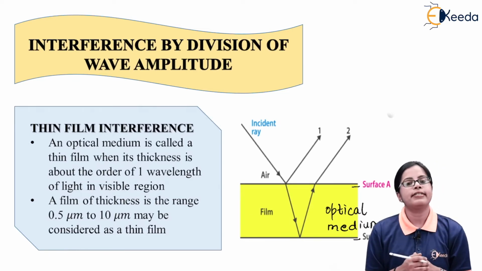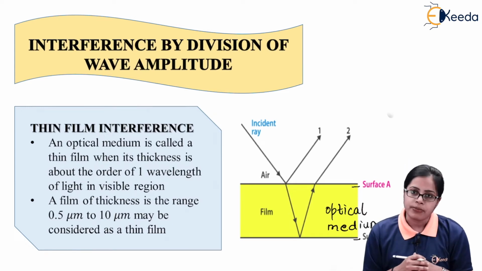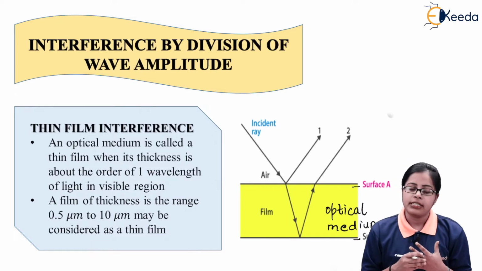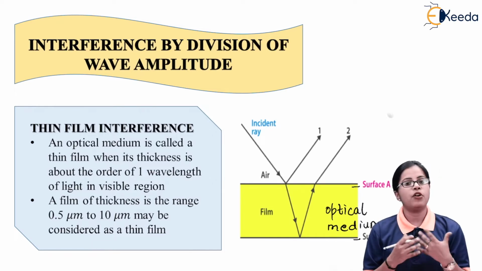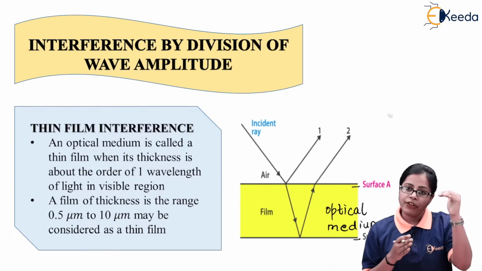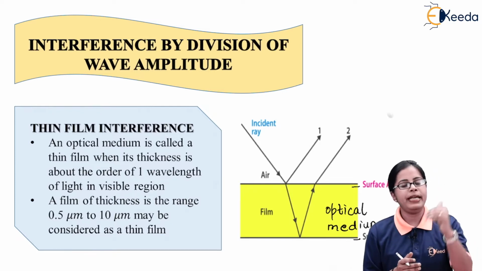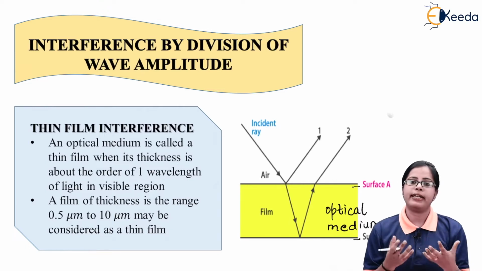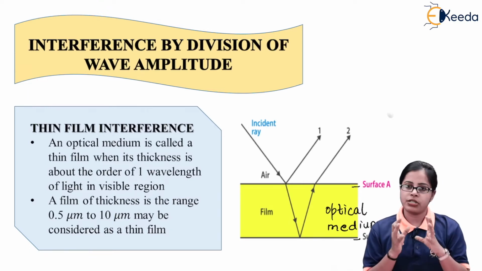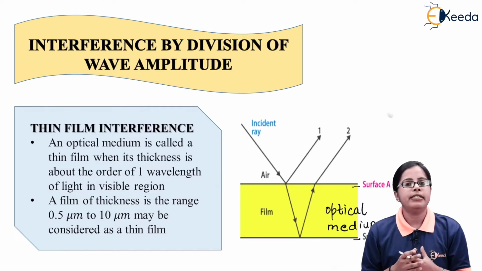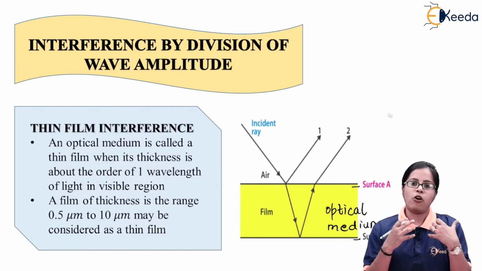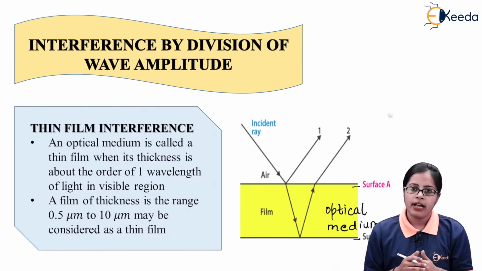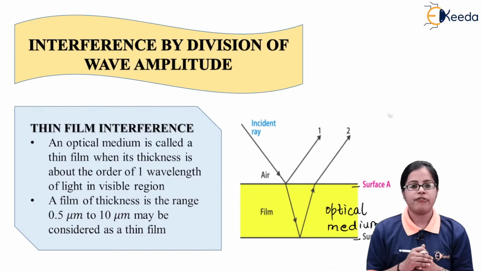Now the question arises, what should be the thickness of the thin film? The thickness of the thin film should be of the order of, or comparable to, the wavelength of light which is being incident on the surface of the thin film. So if you want to get a very proper interference using a thin film, you should keep in mind that the thickness of the thin film should be almost comparable to the wavelength of the light which is falling or being incident on the surface of the film.